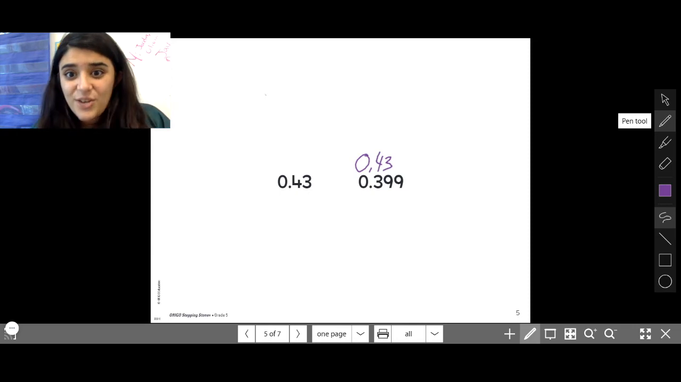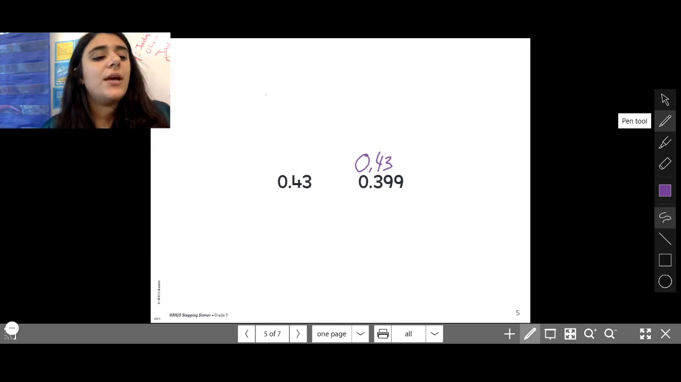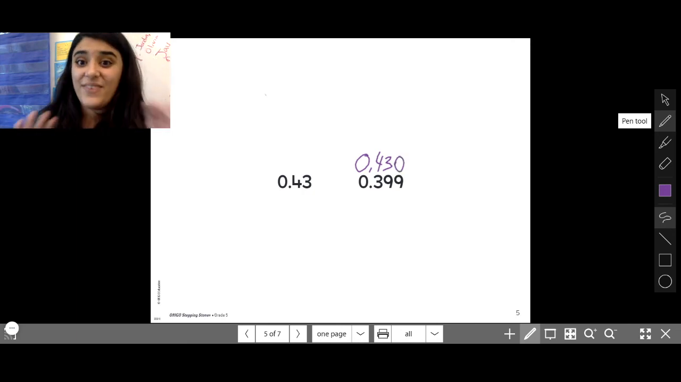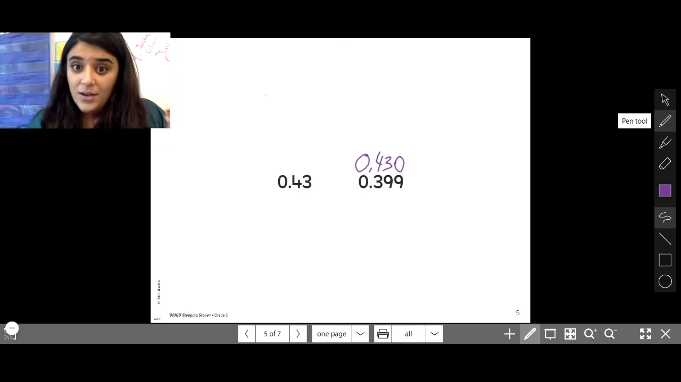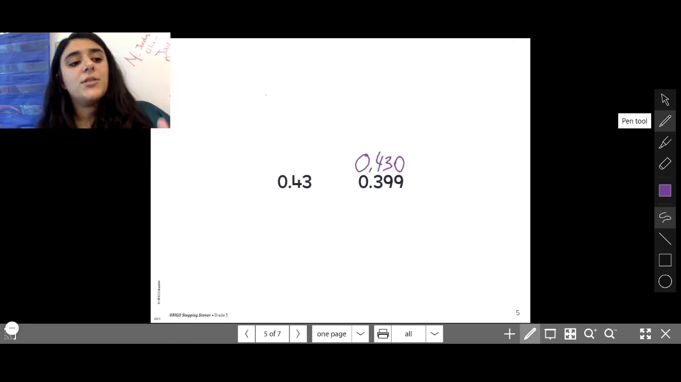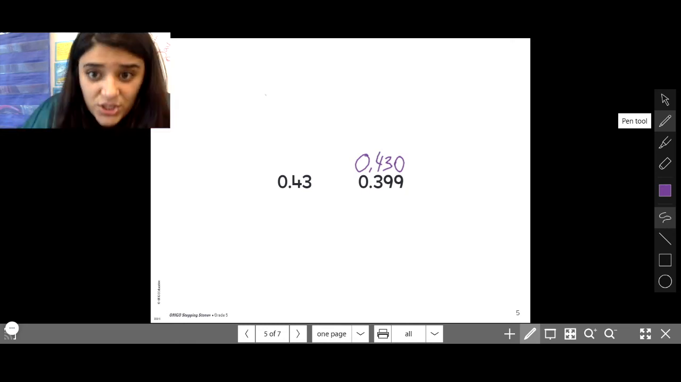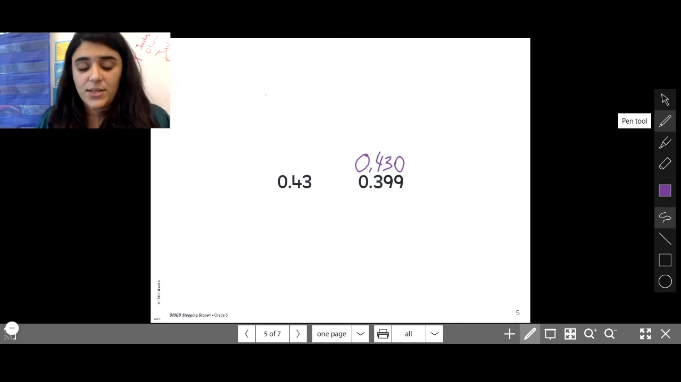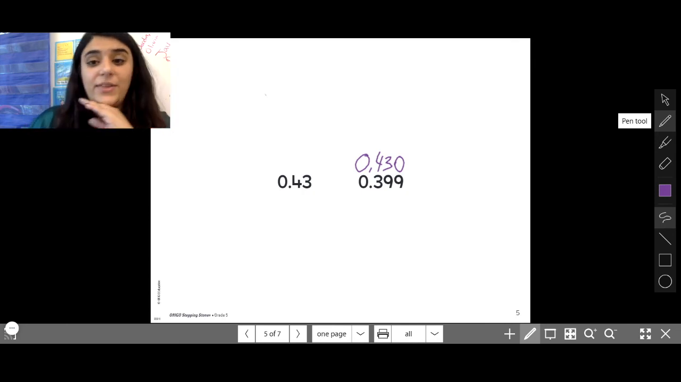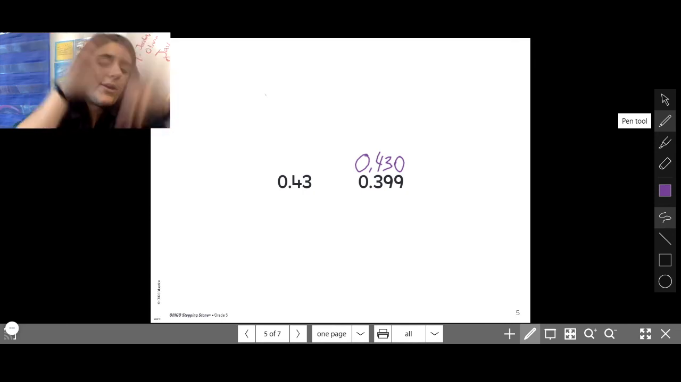If you would like to make it easier for yourself to see, you can say, well, I know I can put a 0 in this thousandths place because it doesn't add any value to the number, but it helps me see what this number would look like if it went to the thousandths place. So 43 hundredths is equal to 430 thousandths. And I can put that 0 there to help me see how it's bigger than 399 thousandths. That's just another strategy. If that didn't make sense to you, friends, don't do it. Okay, great.